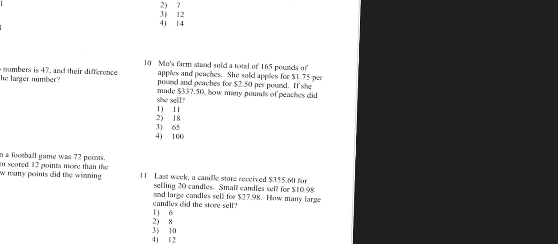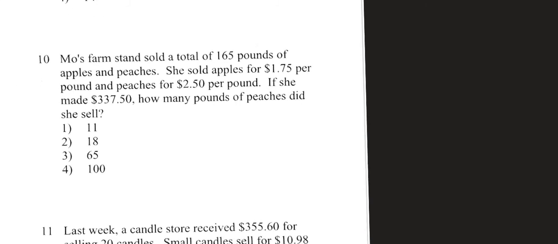All right, but some of the questions are like number 10. So let's take a look at number 10. Moe's farm stand sold a total of 165 pounds of apples and peaches. She sold apples for $1.75 per pound and peaches for $2.50 per pound. If she made $337.50, how many pounds of peaches did she sell?